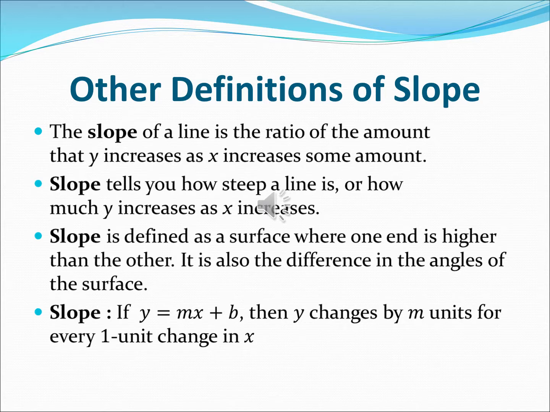The slope is defined as a surface where one end is higher than the other. It is also the difference in the angle of the surface. The slope: if y is equal to mx plus b, then y changes by m units for every 1 unit change in x.